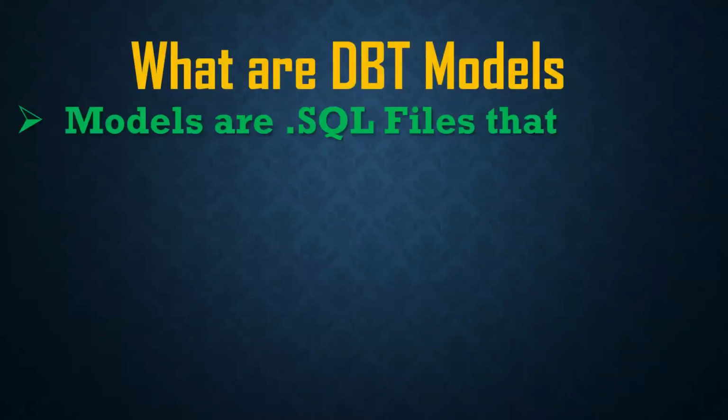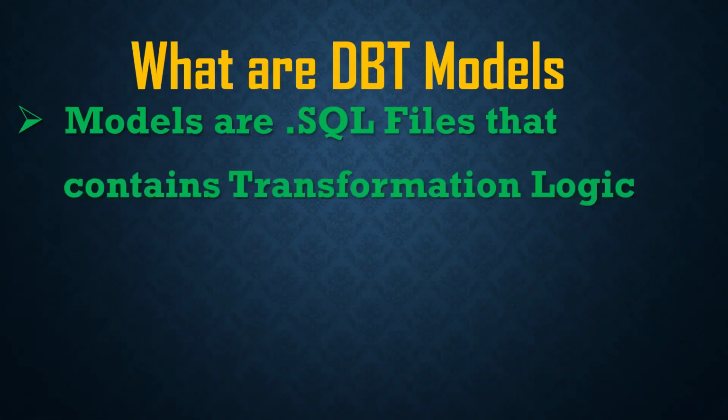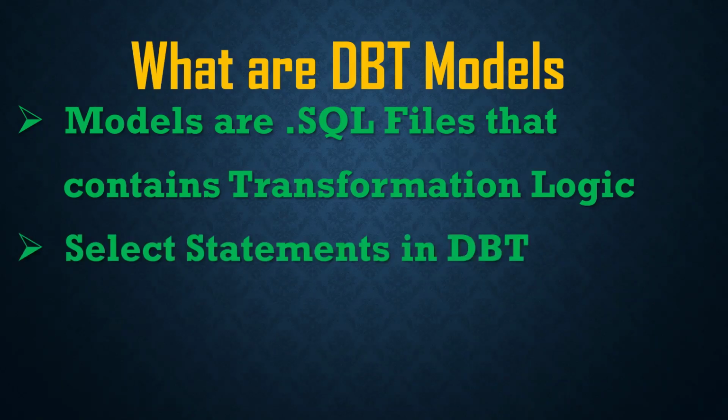See the definition. Models are nothing but .SQL files that contain transformation logic. We are taking the raw data, and with the help of a DBT model we do the transformation and get the transformed output. Simply, it's a .SQL file that contains transformation logic. Simply put, DBT models are nothing but select statements in DBT.